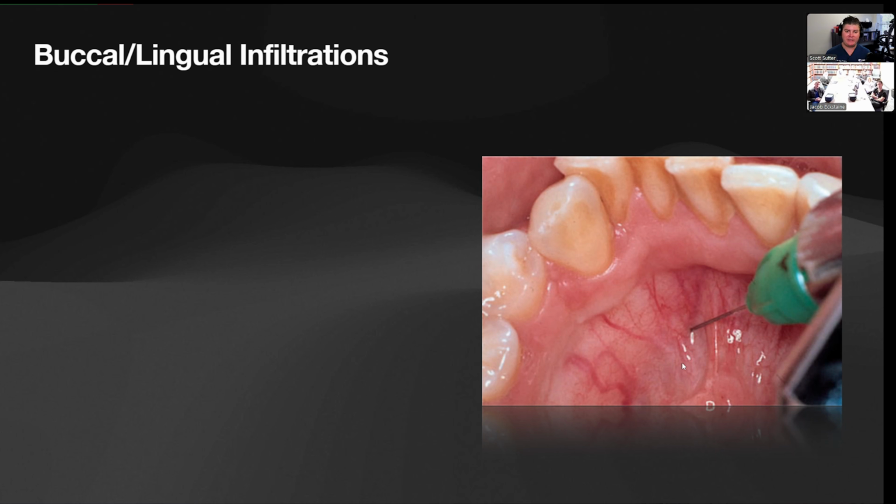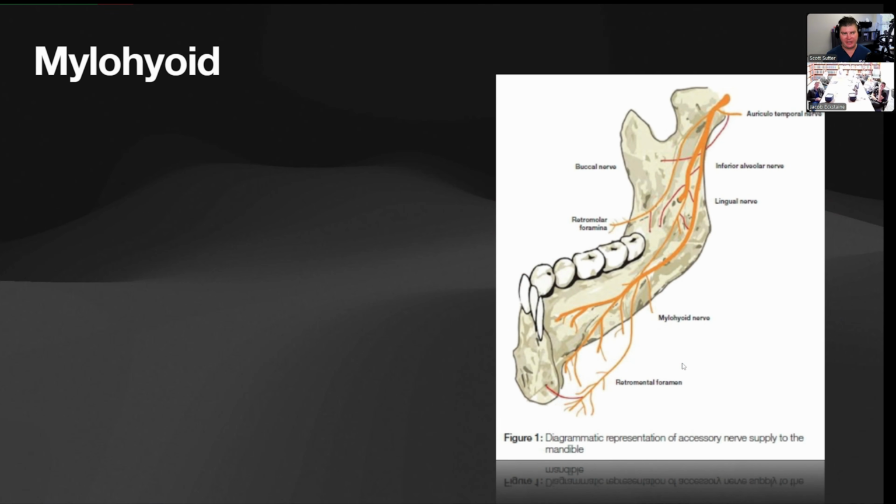If they say, oh, my tongue's still not numb, but my lip is, okay, we can go ahead and do a combination of buccal and lingual infiltrations. You do a half carpule on each side. With septo, it has been shown to help with success. Pretty straightforward there. The mylohyoid is also a useful one.